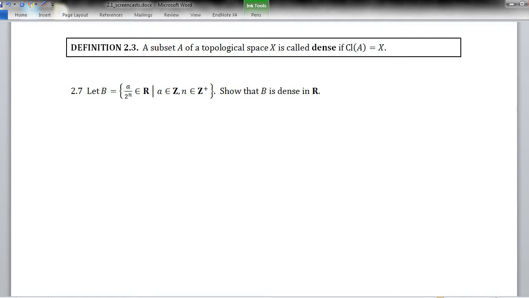Definition 2.3. A subset A of a topological space X is called dense if its closure equals the entire set X. So its closure is as large as possible.